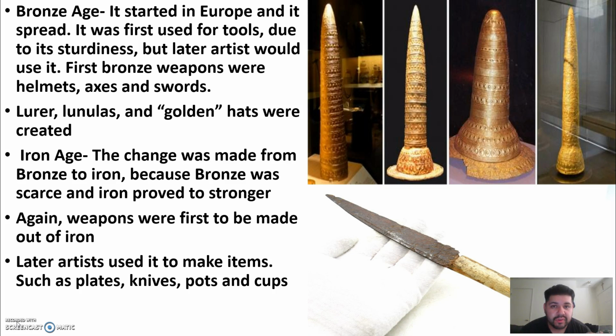But again, the first thing that's created is weapons. Later on, artists would use iron to create things like plates and knives, pots and cups, jewelry, things like that. So if you look at the picture to your right, on the bottom part, that is an iron knife that was discovered from the Iron Age.